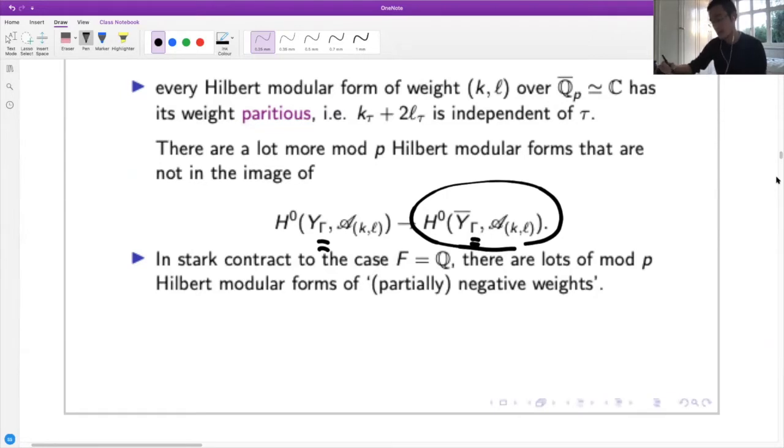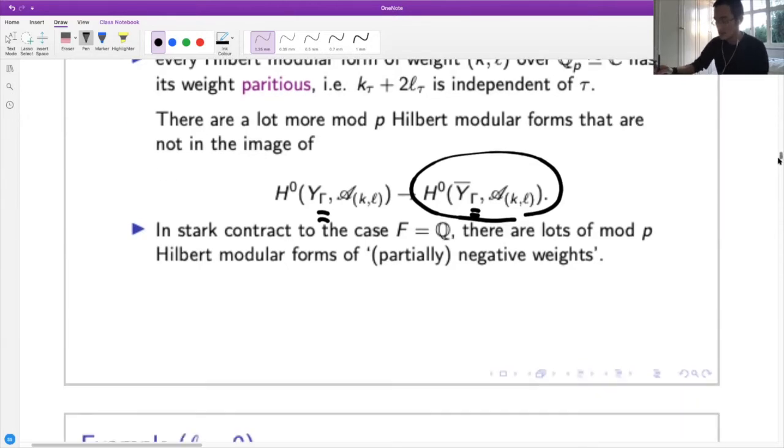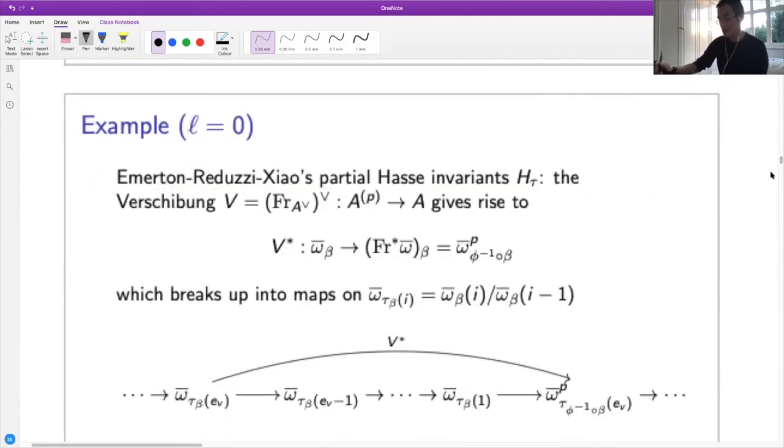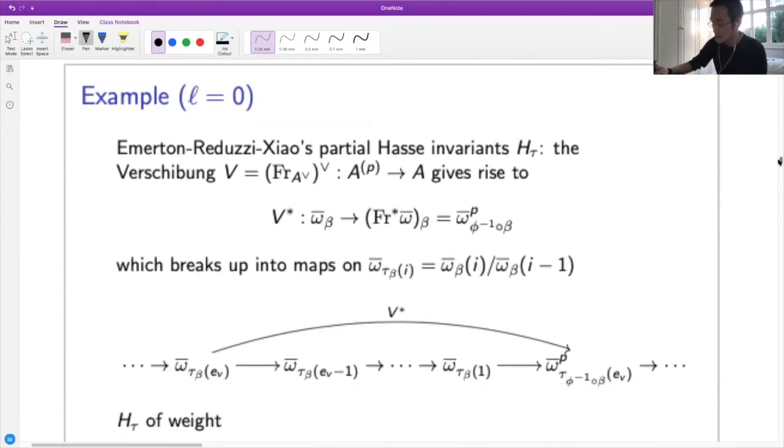In the classical case, when F equals Q, there aren't mod p modular forms, even in characteristic 0, of negative weight. But in the Hilbert case there are, and I'm going to give you an example in the form of a partial Hasse invariant. In the classical case, the Hasse invariant has a weight p minus 1, and in the Hilbert case, those numbers p and minus 1 would all break up into pieces.